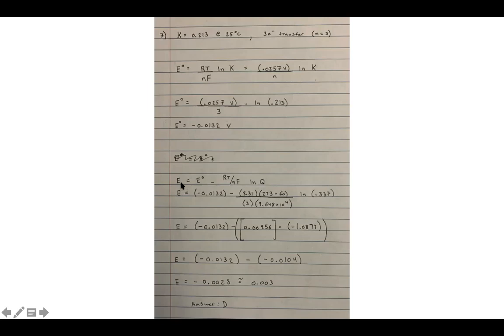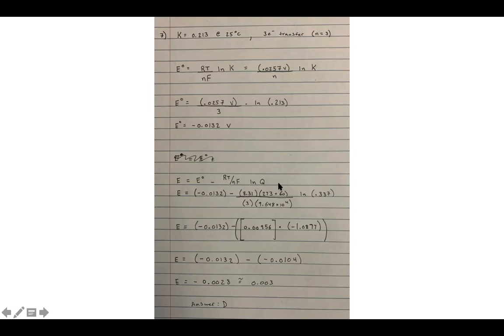The Nernst equation allows me to solve for my actual cell potential at non-standard conditions. My real cell potential, E, is equal to my standard cell potential, which we solved for above, minus R times T divided by N times F, times the natural log of Q. So I'm going to plug in my E naught value that we solved for above. We subtract from it R, which is a constant, 8.31 joules per mole K, times our temperature, which is 273 plus 60 degrees Celsius, right?